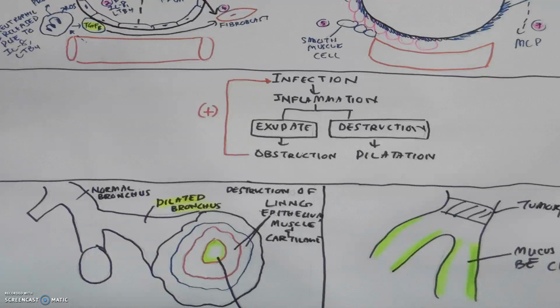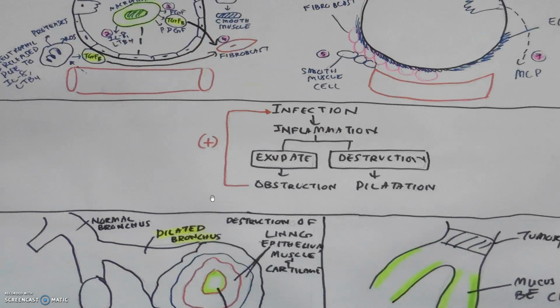The pathogenesis of this is very simple, as I have written here. It's just a vicious cycle, and just remember this: at the end of the day there would be infection, which leads to inflammation, causing local tissue destruction, and destruction would eventually cause dilatation. However, exudate can also cause obstruction, and this obstruction causes infection, so this process will occur until destruction and dilatation continuously occur. Eventually this will lead to bronchiectasis.